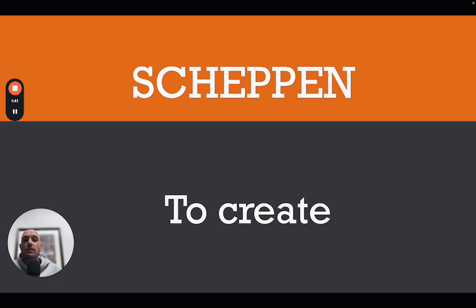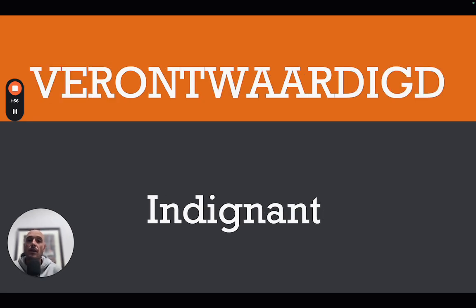Alright. We continue with scheppen, alright? Scheppen is to create. De schepper would be the creator. Scheppen can also be to use a shovel, but in this case, scheppen, I've translated it as to create. Scheppen, right? Verontwaardigd is indignant, alright? So when you are verontwaardigd, then you are indignant.